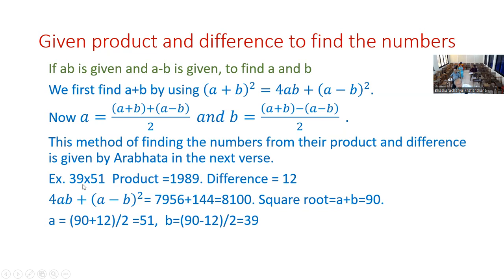Now here in this example, suppose the original numbers are 39 and 51, and their product is this. Now their difference is given to you. The difference is 12, and the product is given to you. Then find out a plus b by this. So (a plus b) square is 8100. The square root is a plus b, which is 90. Once you find a plus b, you can find a and b by adding the numbers and dividing by 2, and subtracting the numbers and dividing by 2. So we get the original numbers by this method.